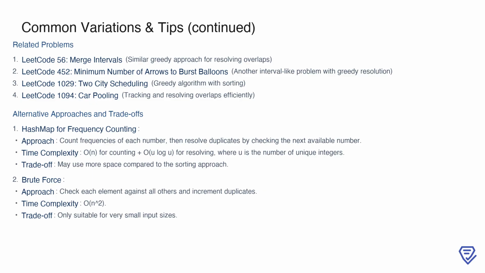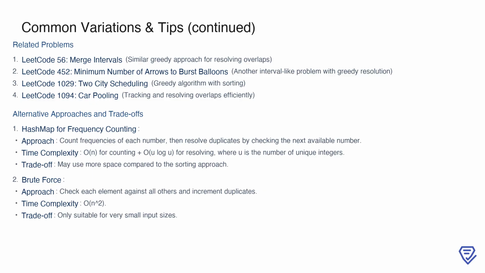Some related problems where greedy algorithms and sorting play a key role include LeetCode 56, Merge Intervals, which involves resolving overlaps, LeetCode 452, Minimum Number of Arrows to Burst Balloons, another interval-based problem, LeetCode 1029, Two City Scheduling, which uses a greedy strategy with sorting, and LeetCode 1094, Carpooling, which deals with efficiently tracking and resolving overlaps. These problems highlight the versatility of greedy algorithms.